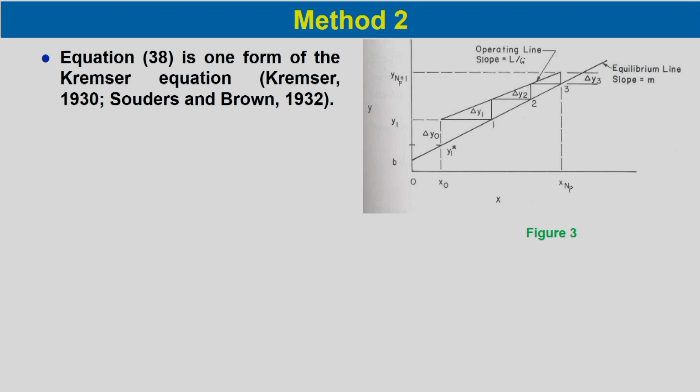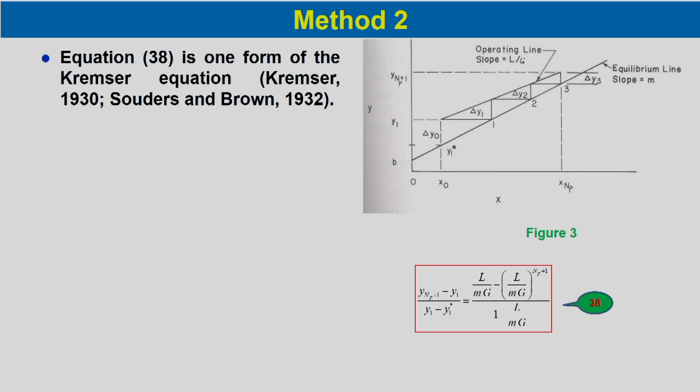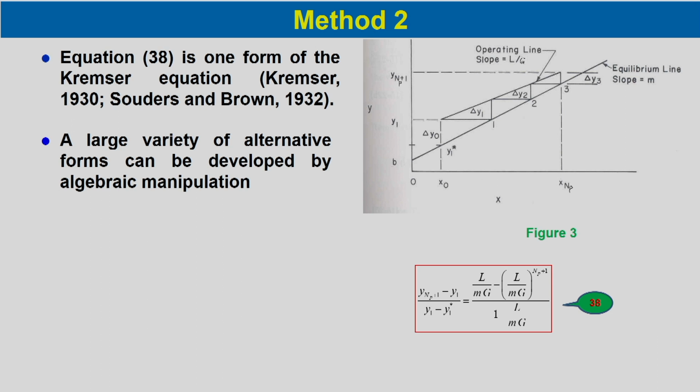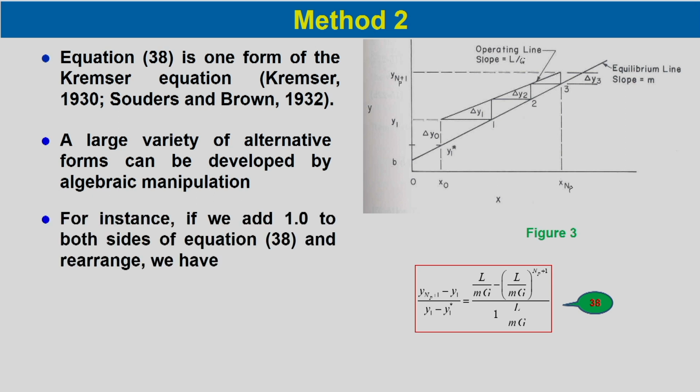Equation 38 is one form of the Kremser equation, also called the Kremser-Brown-Sutter equation. With different manipulations we can develop different algebraic equations. For instance, if we add 1 to both sides of equation 38 and then rearrange, we will get (y n p plus 1 minus y 1 star) divided by (y 1 minus y 1 star) would be equal to (1 minus (L by m g) to the power n p plus 1) divided by (1 minus L by m g).